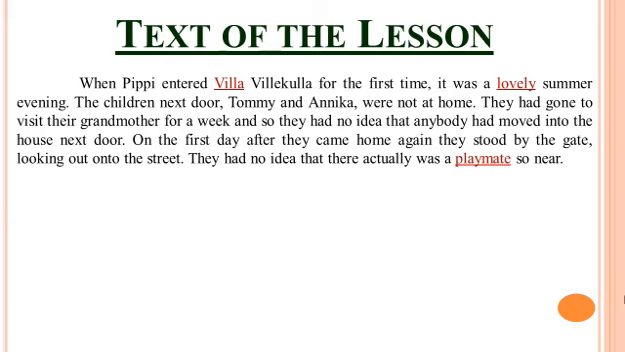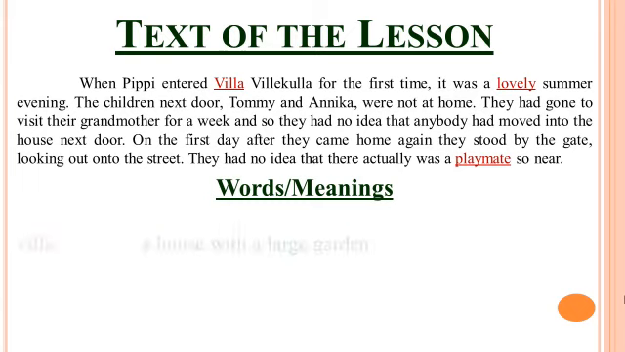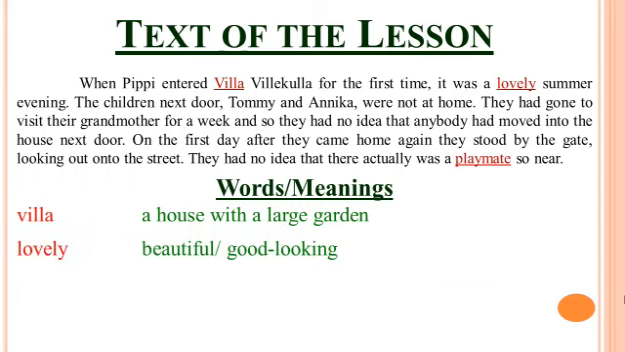On the first day after they came home, again they stood by the gate looking out onto the street. They had no idea that there actually was a playmate so near. Now I am going to explain the meanings of the difficult words. First word is villa, which means a house with a large garden. Lovely means beautiful or good looking. Playmate, friend or companion.